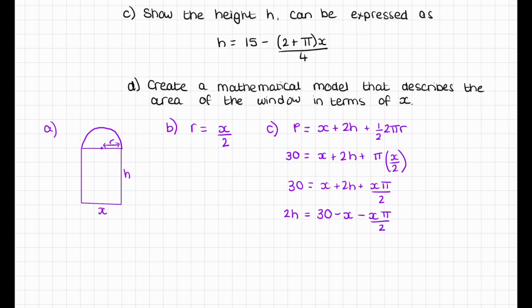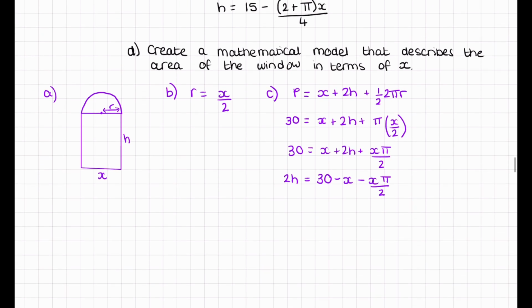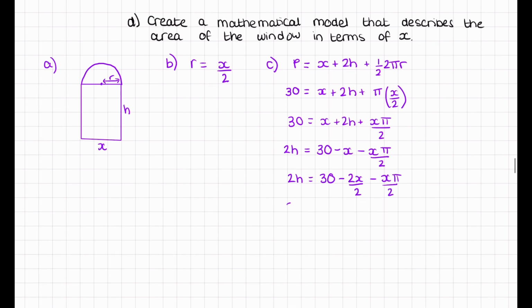Now, if you're looking at this equation here, we only have 1x, so we have to be able to factorize. So 2h would equal 30. Now, to do the x minus x pi on 2, we need both x's to be on 2. They need to have the common denominator. So this would be 2x on 2 minus x pi on 2. And now from here, we can combine those two fractions. So we'll have 2x minus x pi on 2. And then we can factorize out the x. So we'll have 2 minus pi multiplied by x on 2.